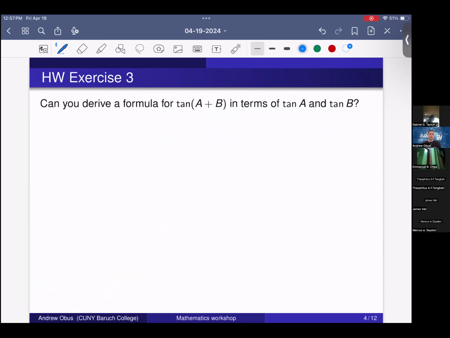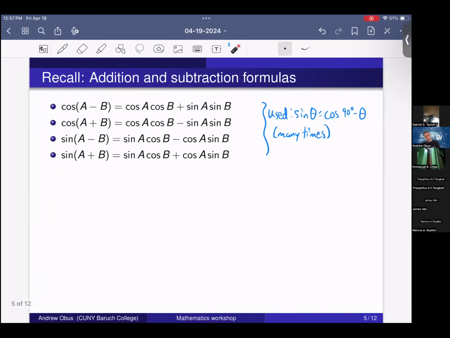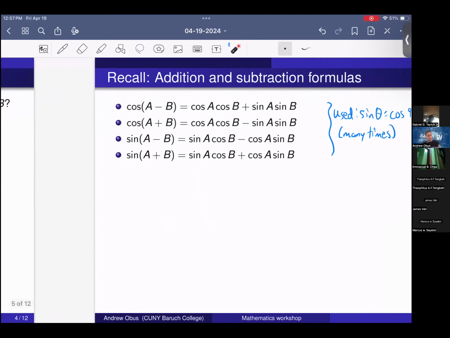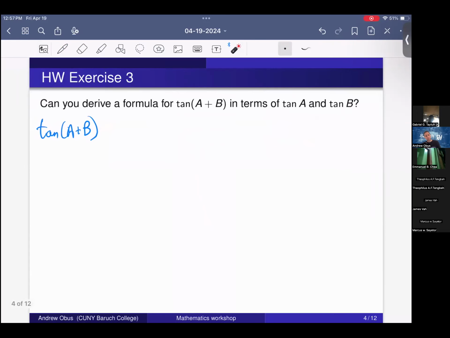So let's do the third problem. Can we derive a formula for tangent of a plus b in terms of tangent of a and tangent of b? If I want to know tangent of a plus b, we don't know yet a formula for tangent. All that we have is formulas for cosine of a plus b and sine of a plus b, right? So we may as well write this in terms of sine and cosine. Tangent of a plus b is sine of a plus b divided by cosine of a plus b.